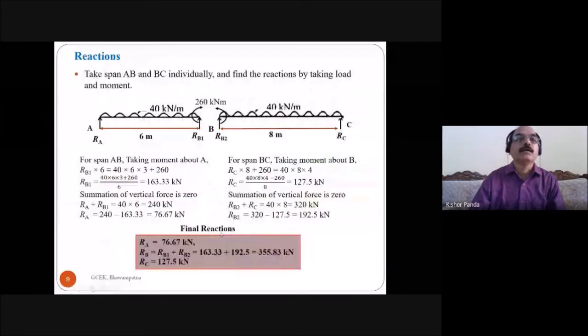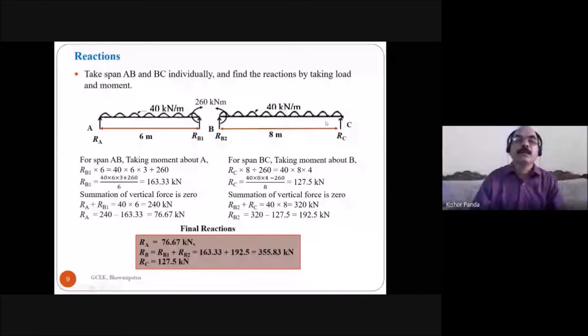Then how to find out the reaction? So for reaction, what you have to do? You have to take separately span AB and separately span BC. You have to take these two spans separately. Then what is the load given on the span AB, that you have to take. Similarly, what is the load given on the span BC, that you have to take.